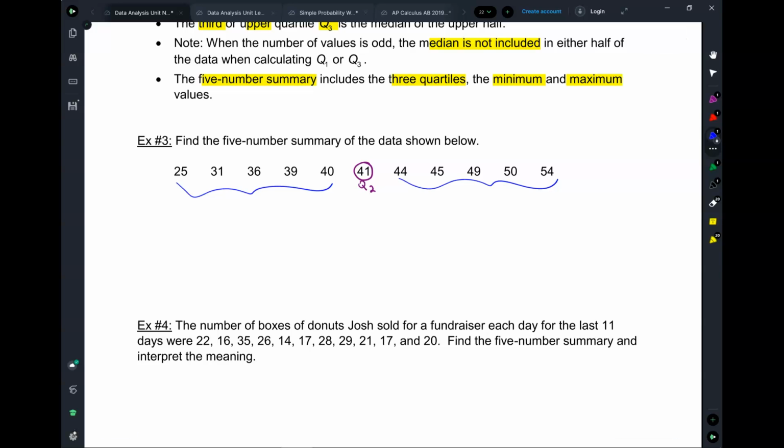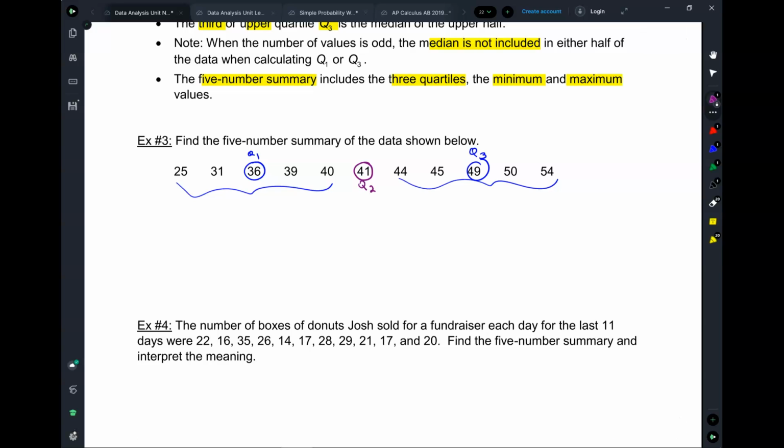Now, I go to this blue region. I don't count the Q2, I don't count the 41. What's the middle here? 36. So 36 is Q1. What's the middle in the other one? 49. That's Q3.